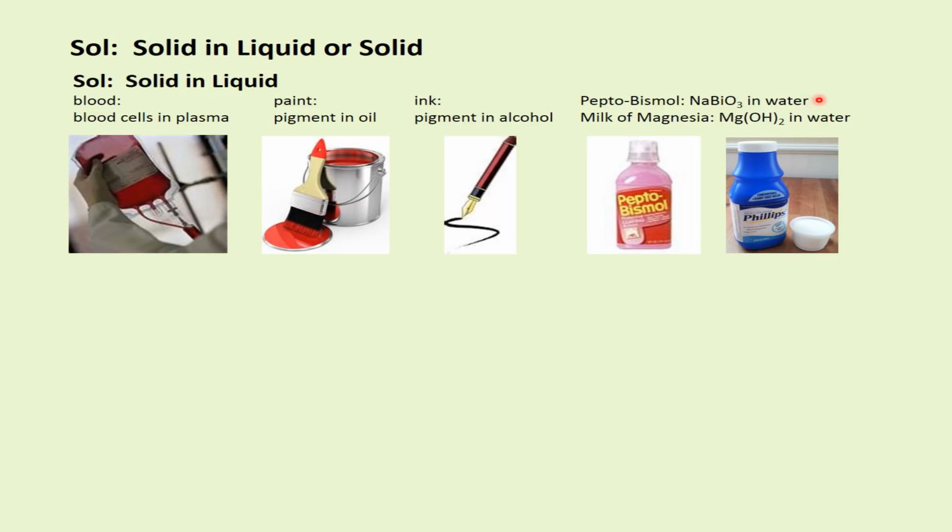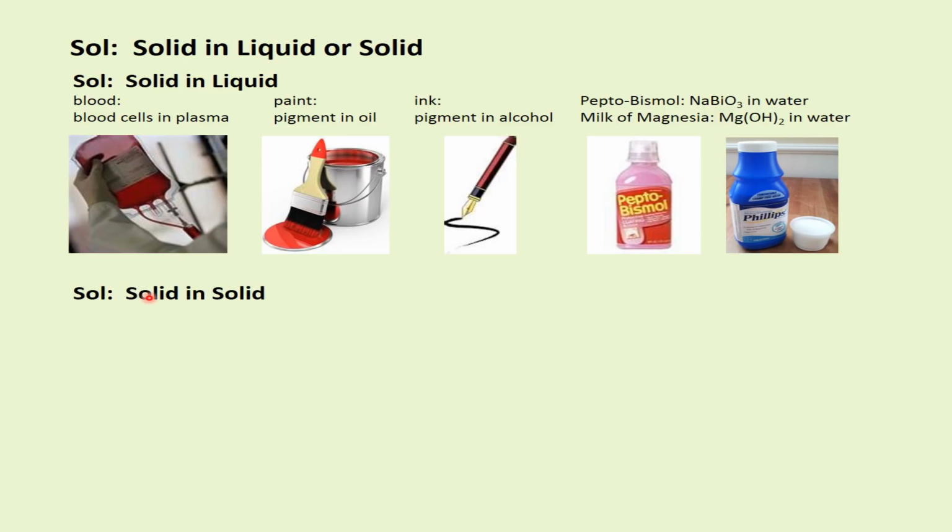This is good for diarrhea. And we have milk of magnesia, magnesium hydroxide, dispersed in water, and that's good for constipation. So in either case, we have an appropriate colloid, a sol, to treat either condition.